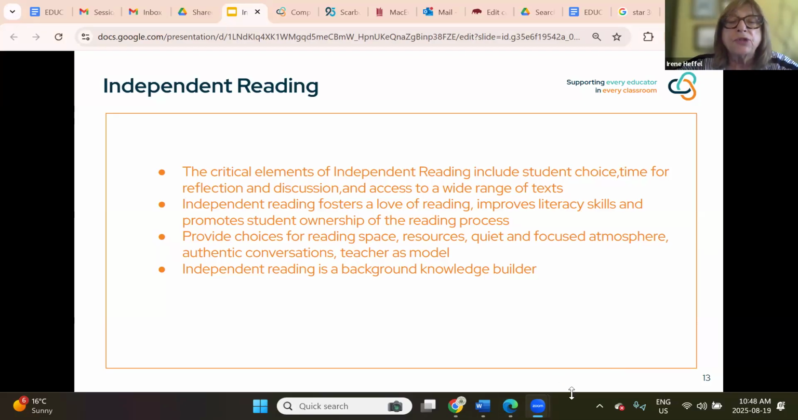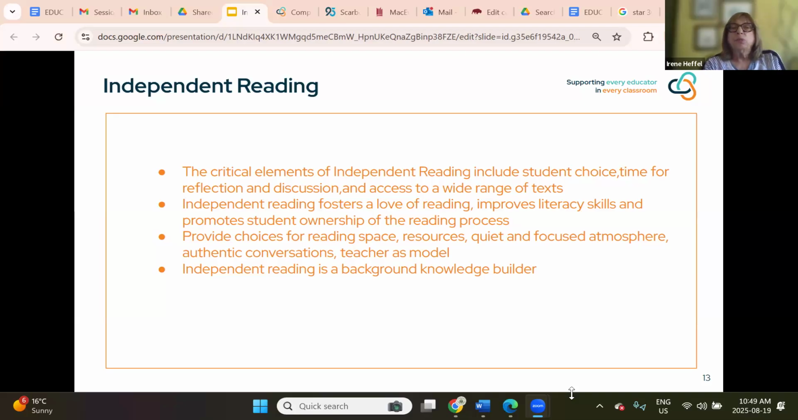Choices for reading space, resources, quiet and focused, having authentic conversations. And the teacher is the model. It's so important that you model everything that you want your students to do. And that's one of the pieces, that you can be modeling the book you like to read. You can talk about it.